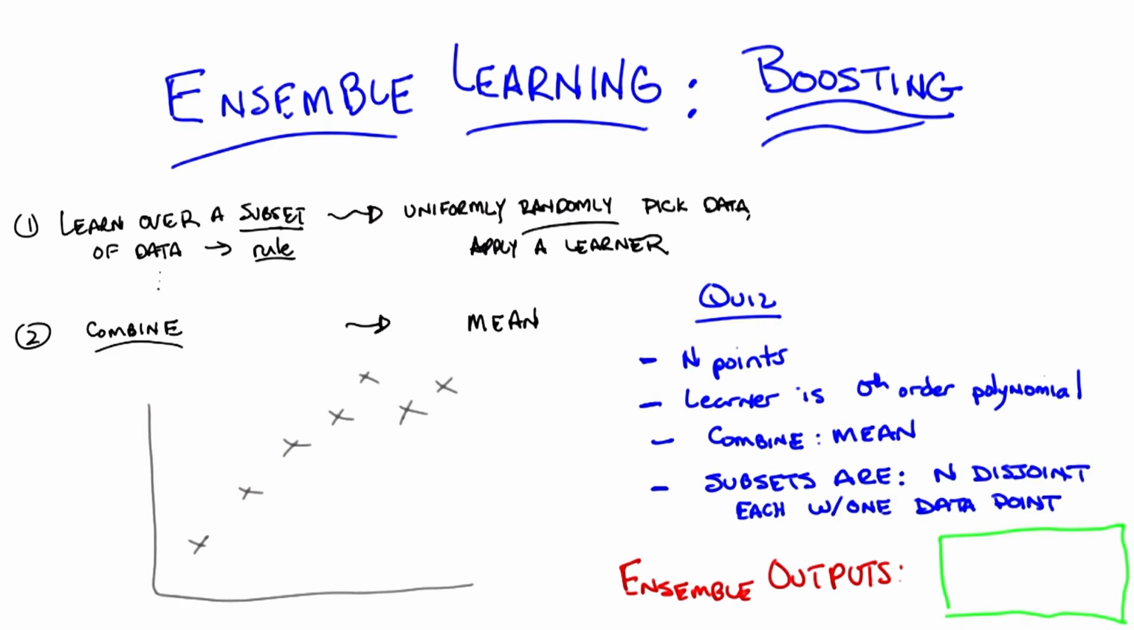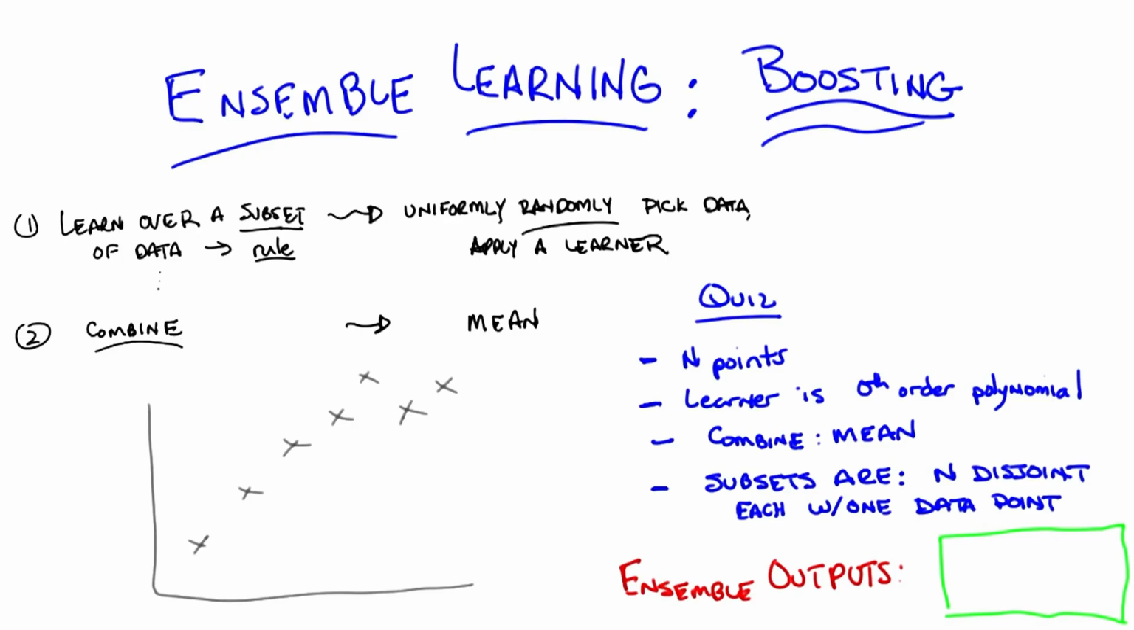The learner that you're going to use over your subsets is a zero-order polynomial. The way you're going to combine the output of the learners is by averaging them. So it's just what we've been talking about so far. And your subsets are going to be constructed in the following way. You uniformly randomly pick them, and you end up with n different subsets. They're disjoint, and each one has a single point in it that happens to be one of the data points.